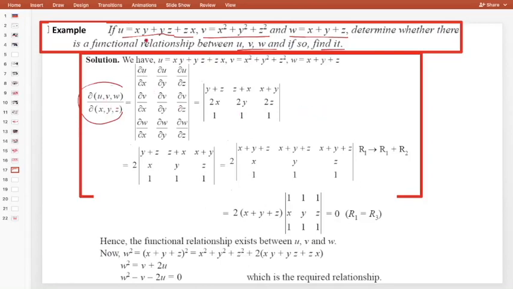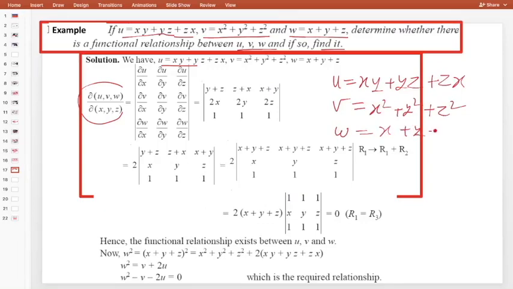Since it contains three functions of x, y, z, we take del (u, v, w) with respect to (x, y, z). So del u by del x, del u by del y, del u by del z; in a similar way for v, del v by del x, del v by del y, del v by del z; and for w, del w by del x, del w by del y, del w by del z. u is given as xy plus yz plus zx, and v is x square plus y square plus z square. It is simple partial differentiation. You find all these values and put them here.